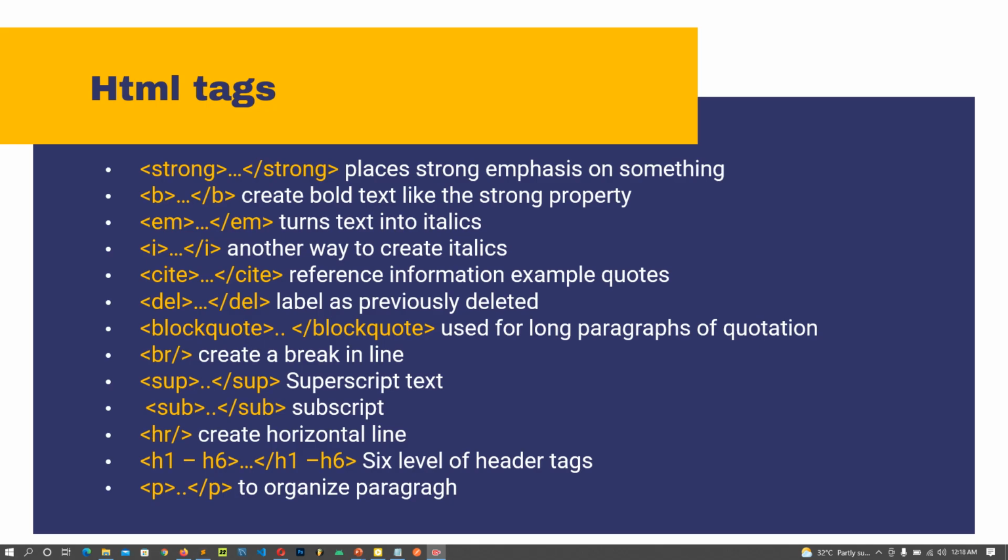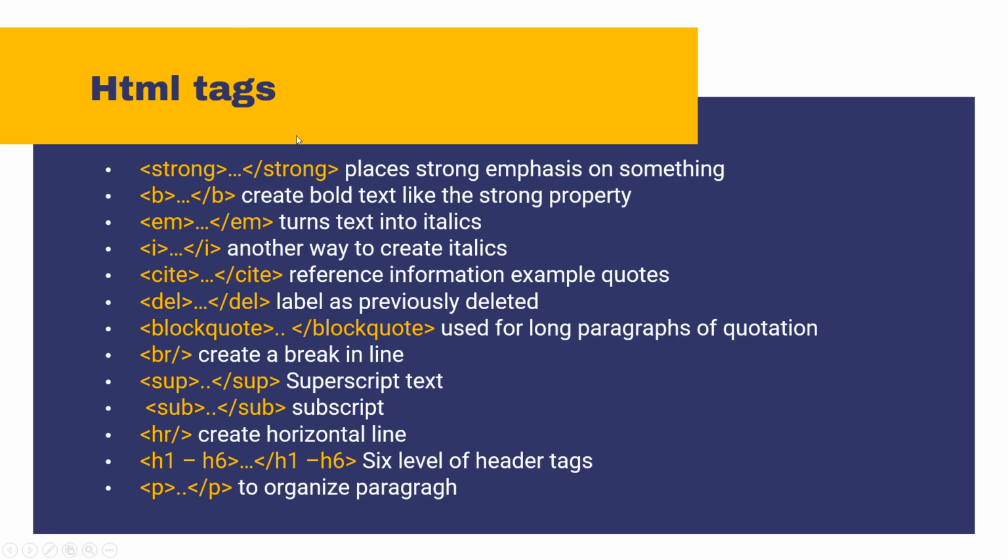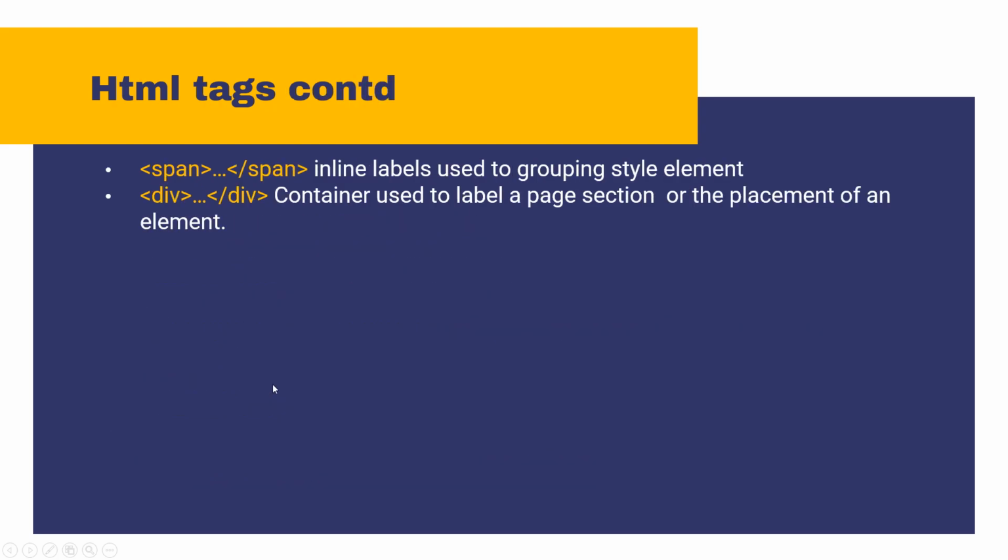We started our web development from the start, and we stopped at HTML, and we learned some tags. These are some of the tags we learned. We learned the strong tag, the bold tag, the emphasis tag, the italics tag, the cite, the del, the block code, the break tag, the superscript, subscript, HR, the H1 to H6, and the P tag. I remember telling you that the span and the div will be taken especially some other day.